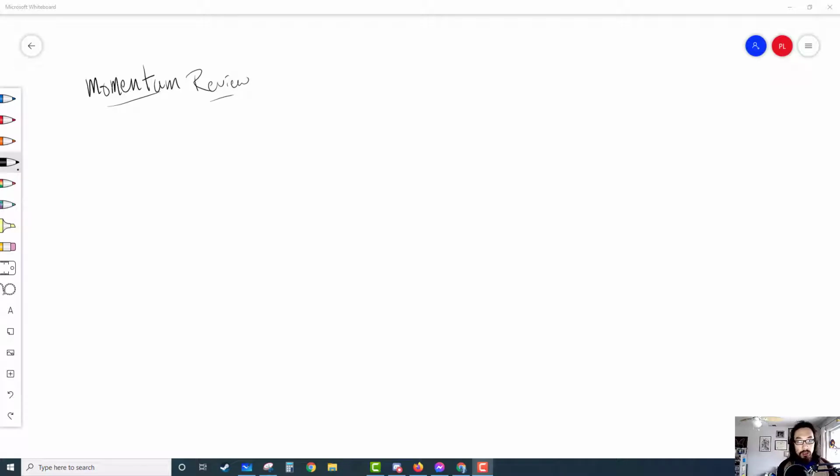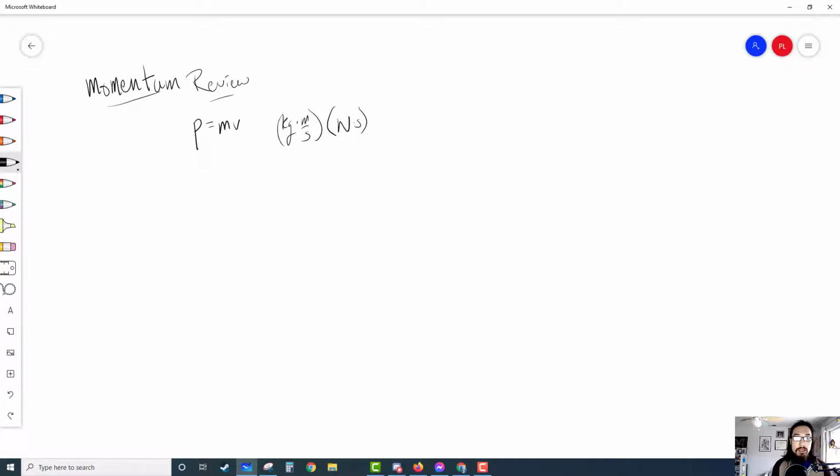So first things first, the equation for momentum is p equals m times v, where if you have an object that is moving, it is said to have momentum. And the units for momentum are either kilograms times meters per second or Newton second. So either one works. And the variable for momentum is p.